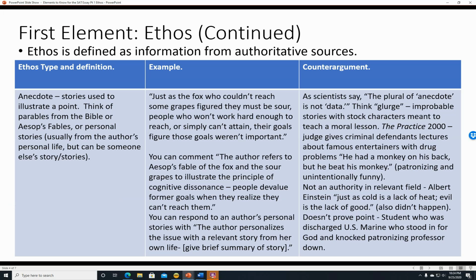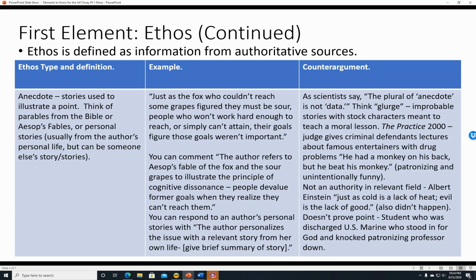so we also have things like The Practice, which was a TV show, and there's an episode from the year 2000 where a judge character would give criminal defendants lectures about famous entertainers with drug problems. So, he had a monkey on his back, but he beat his monkey. Well, one, it's patronizing, and it's also unintentionally funny. Beating your monkey sounds an awful lot like a metaphor that I'm not going to bring up here.